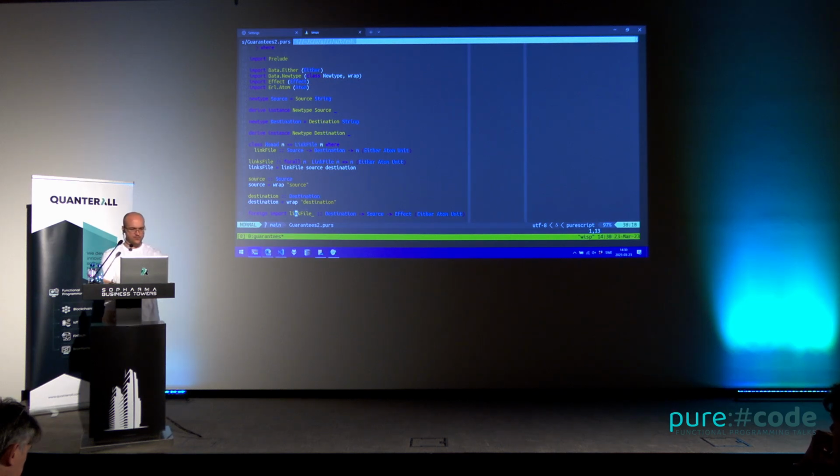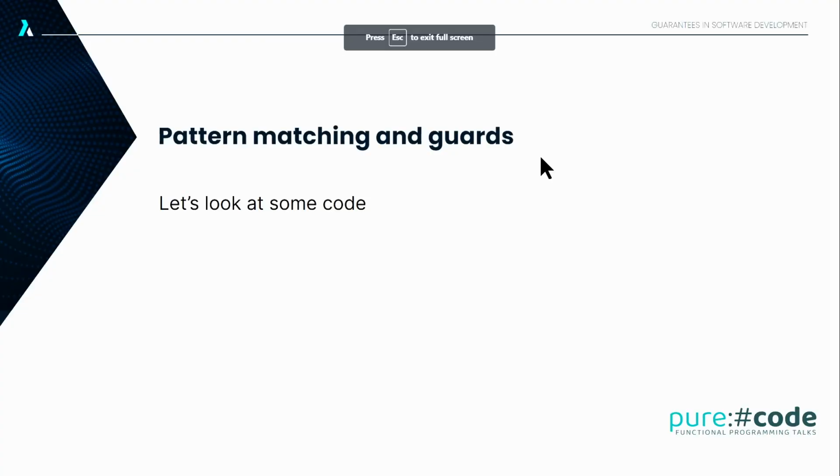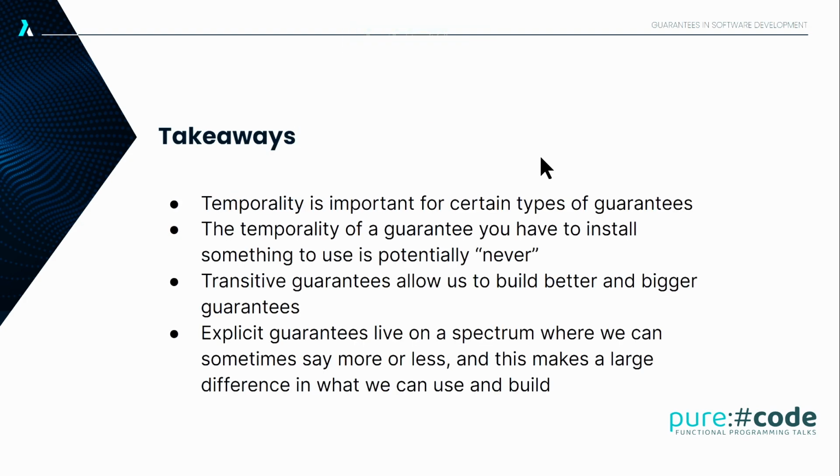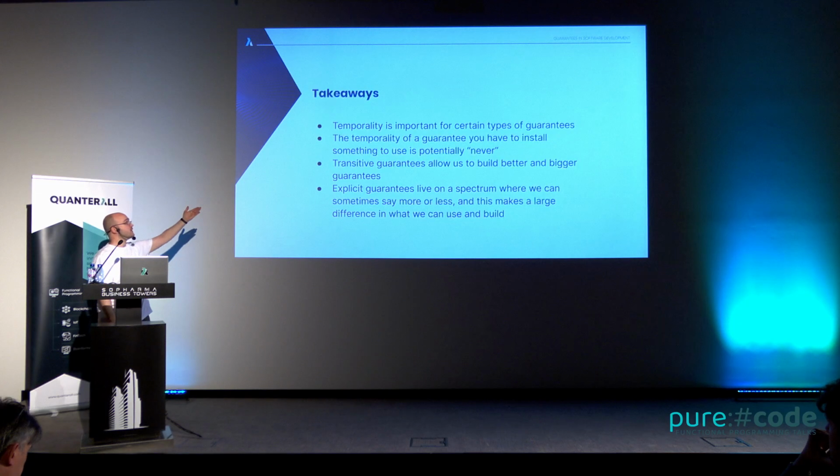So let's walk over to the slides again. There are a few takeaways from this. Temporality is important for certain types of guarantees. The temporality of a guarantee that you have to install something for, or run something for, is sometimes never important. Transitive guarantees allow us to build bigger and better guarantees. Explicit guarantees live on a spectrum where we can sometimes say more or less. If we can say more, we can get more out of them, and the guarantees we get are more precise.